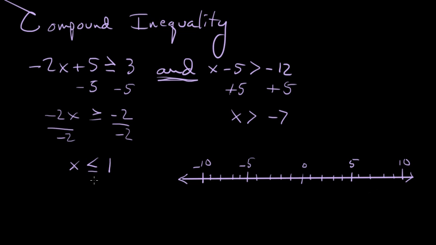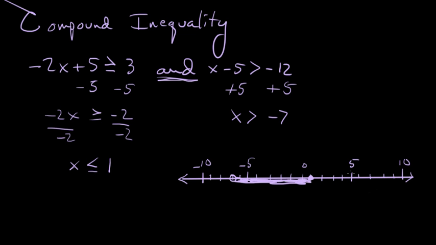So x is less than or equal to 1. Because it's less than or equal to, we use a solid circle. And because it's greater than, we use an open circle. So we connect those 2 points. That's all. We connect those 2.